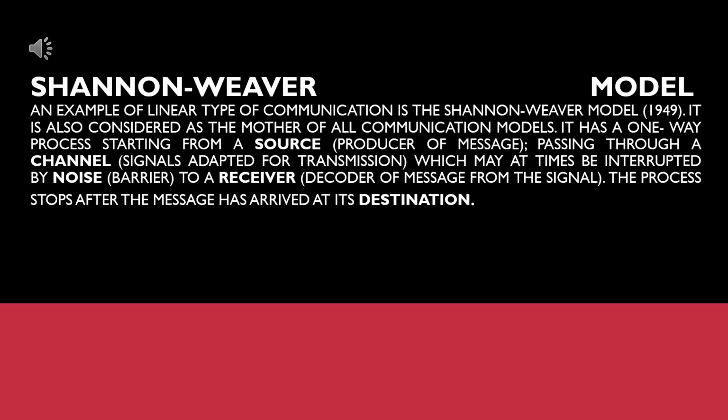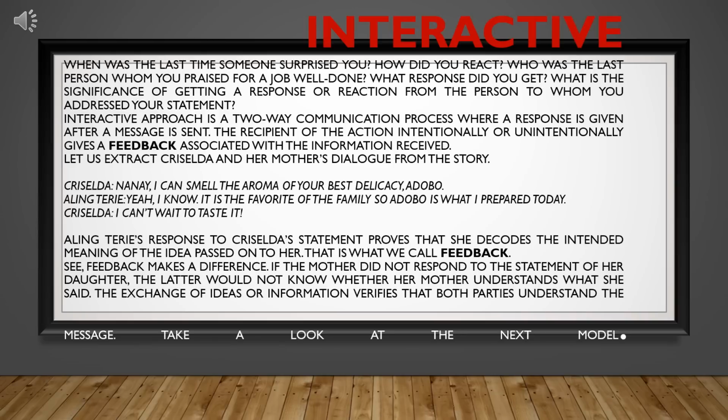That's why the Shannon-Weaver model of communication has been highly criticized for not having the so-called feedback. Because if it has feedback, then it will no longer be a linear type of communication. So remember it. Linear type of communication, the example for it is the Shannon-Weaver model of communication. Let us have the second model of communication, the interactive model of communication.